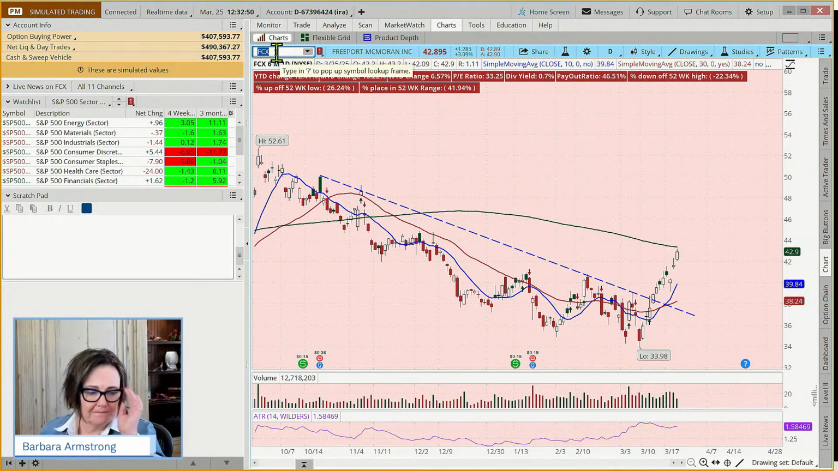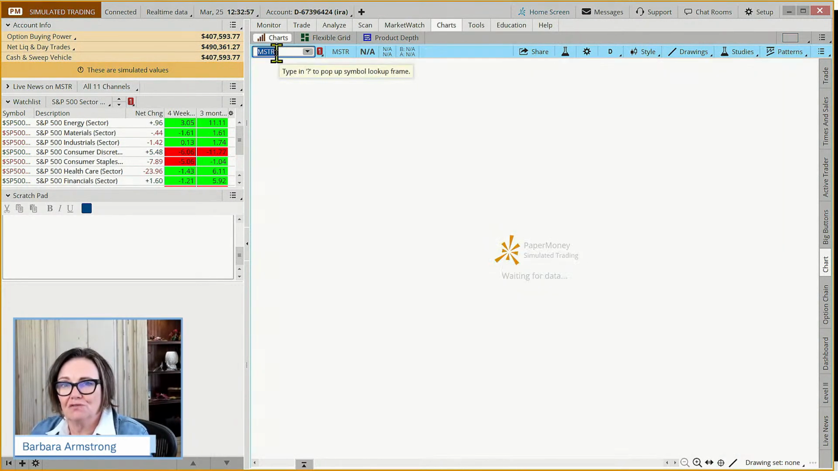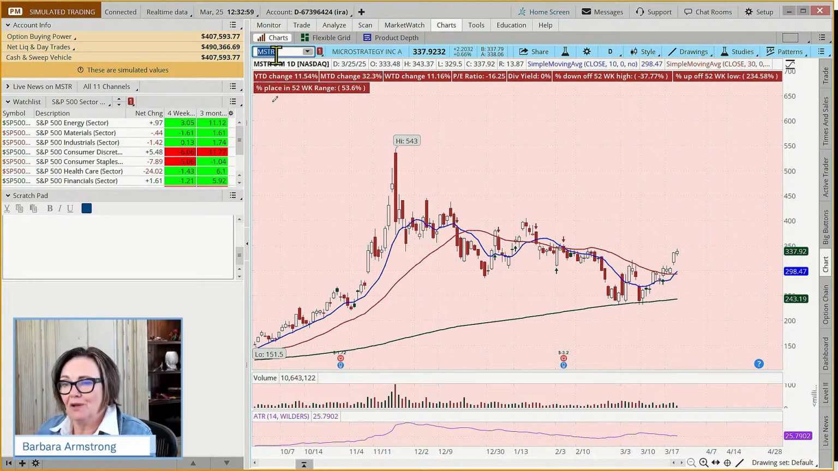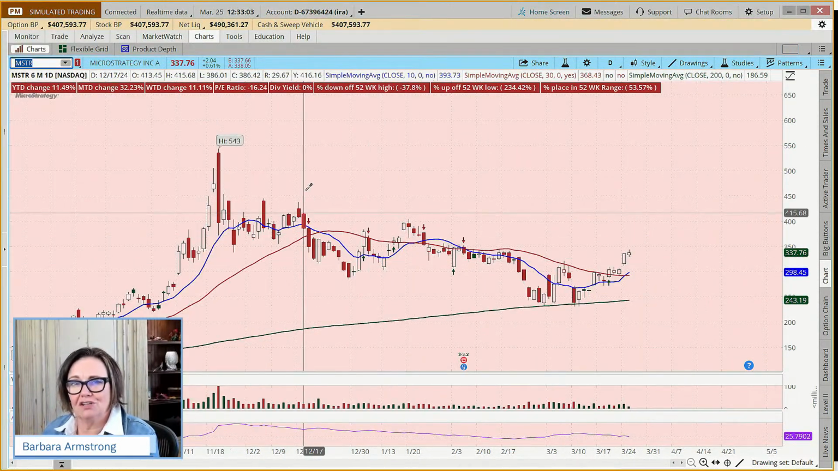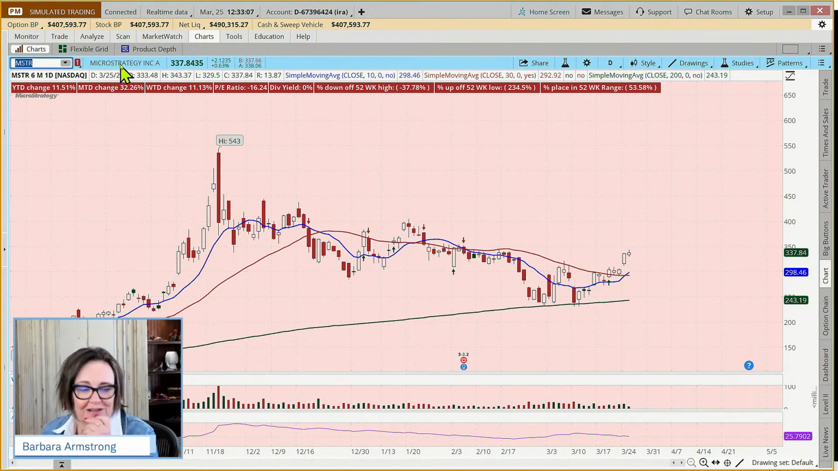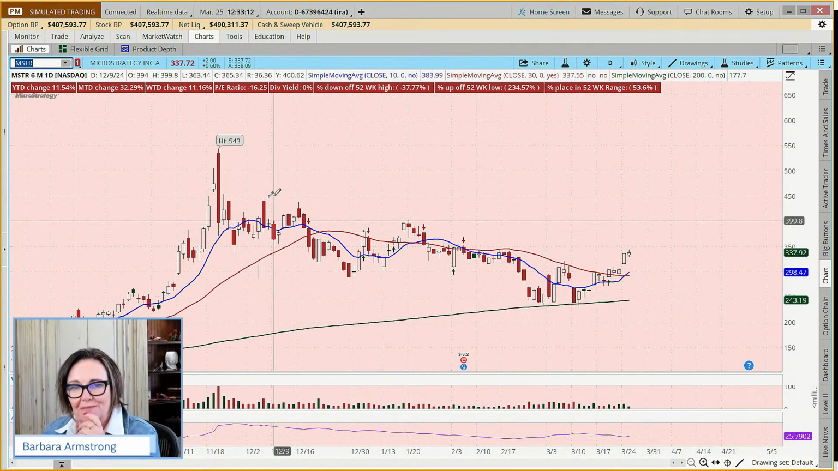I've only got about 20 of these, so we're not going to be able to go through them all. And we do want to do a couple of example trades. Here's Monster. MSTR. I thought this was Monster. That's another one on my list, I think. This is MicroStrategy. Pardon me, I misspoke.